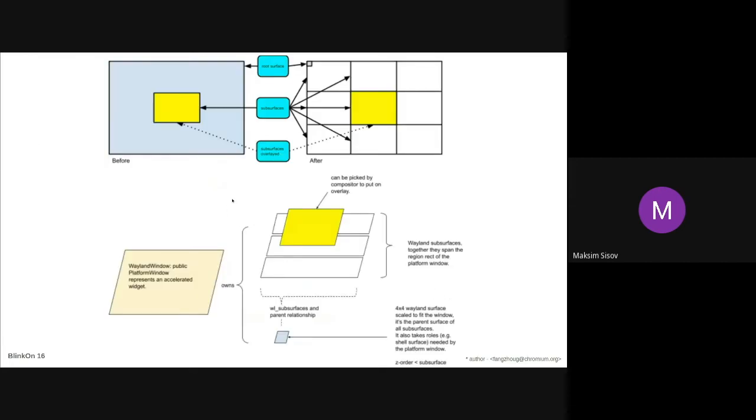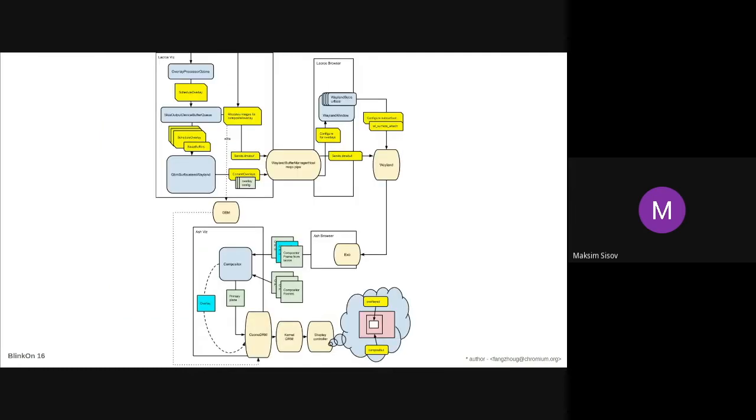On this diagram, you can see the idea. The subsurfaces create a single window. We have a root surface here that has all the subsurfaces attached to it, and we can see the entire window. It's also worth noting that some of the quads can be picked up as hardware overlays, and others are just composited on the Ash side.